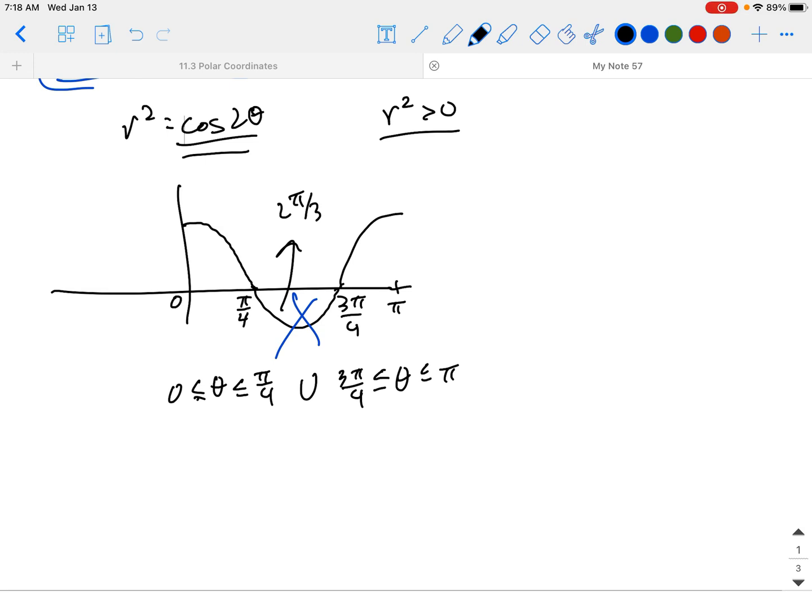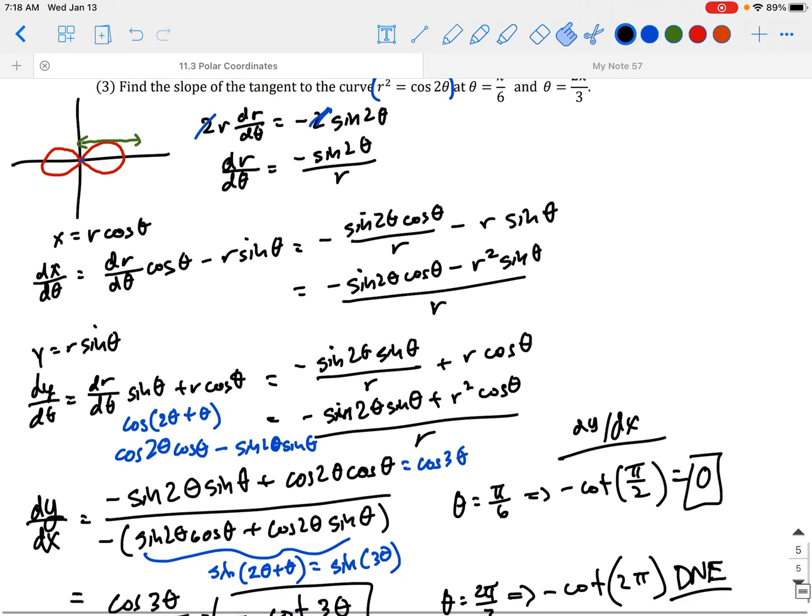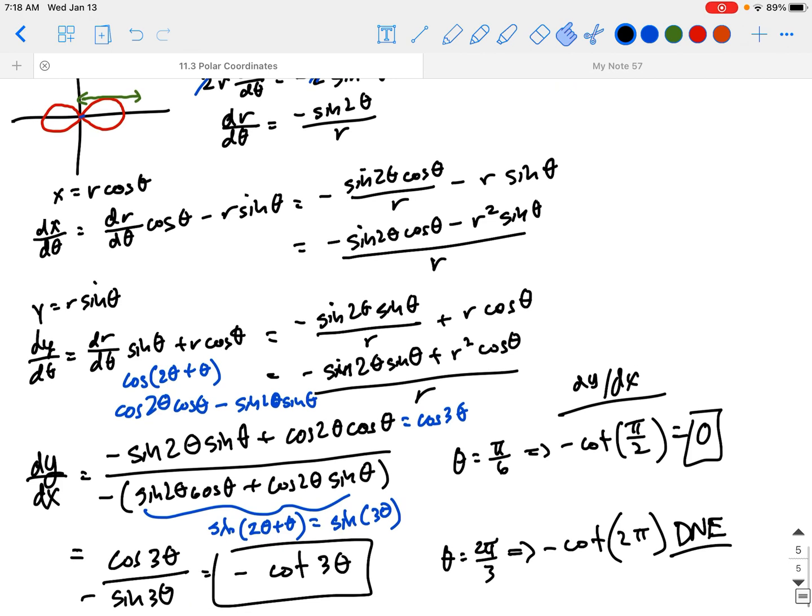So just be careful of domains of polar coordinates. And this will just come from maybe practicing with graphing as well.